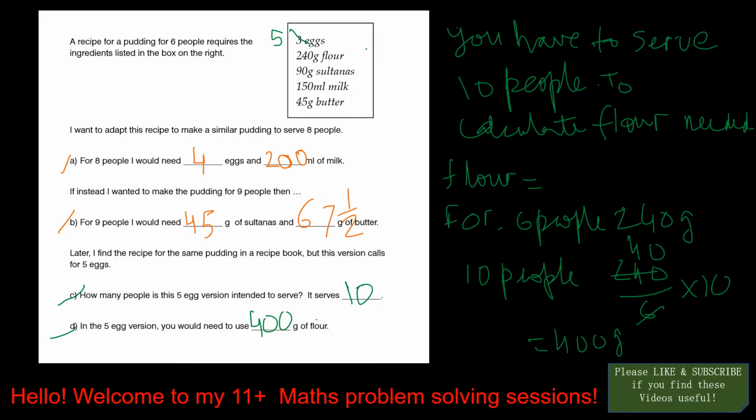That is what I'm assuming: with 10 people, you have to serve 10 people, so we have to calculate the amount of flour that is needed, and the flour will be for 6 people. You needed 240 grams of flour, so for 10 people you will need 240 divided by 6 multiplied by 10, which is 400 grams of flour, and that's what I've written.